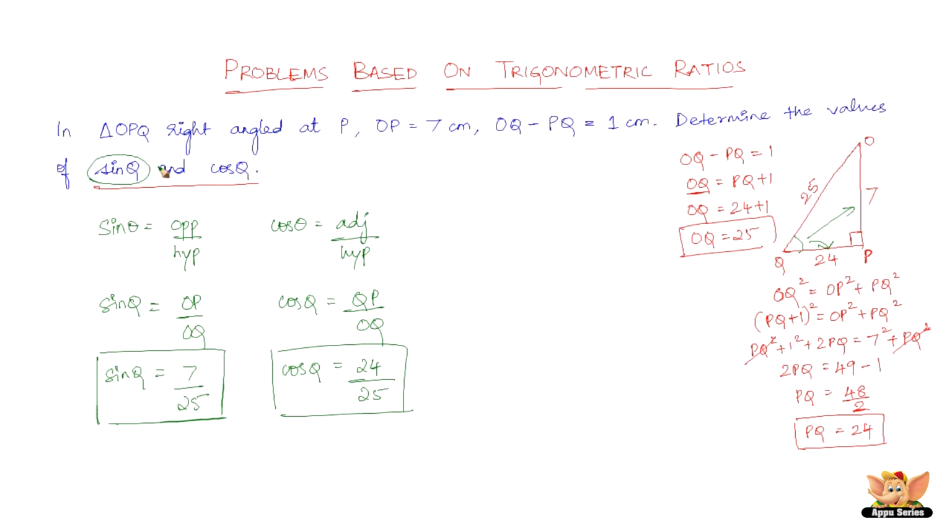The big deal in this problem wasn't about finding sin Q or cos Q. From the trigonometry point of view, it was very simple. All you need to know is the values of opposite, hypotenuse, and adjacent. But the main problem here was the math part of it, the right angle triangle part of it. So this is not even concerned more with trigonometry than with the Pythagoras rule, the basics of triangles, the basics of problem solving. Yeah, so once you find the values of OQ and QP, it's just simple trigonometry from there. So I hope you understood this video. This ends this video.